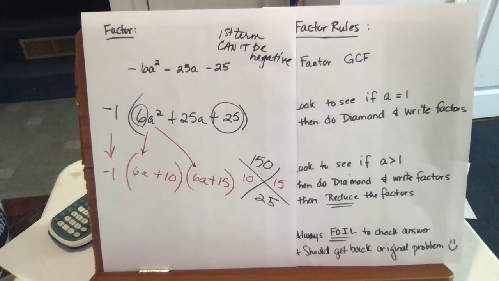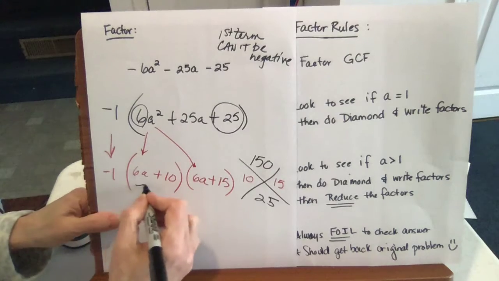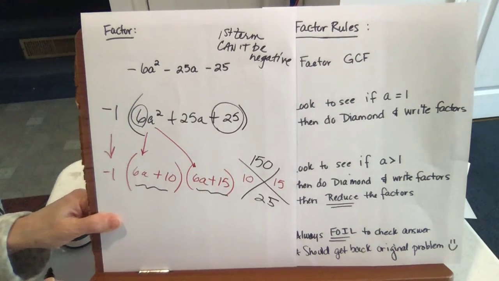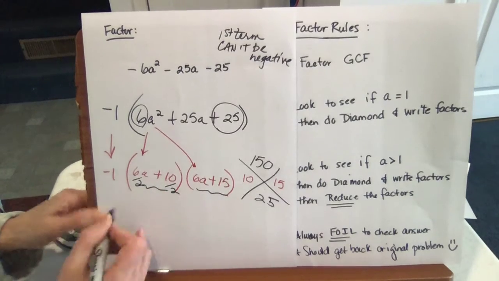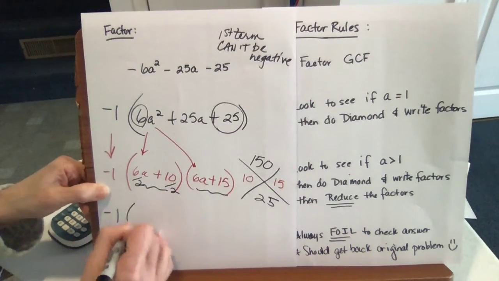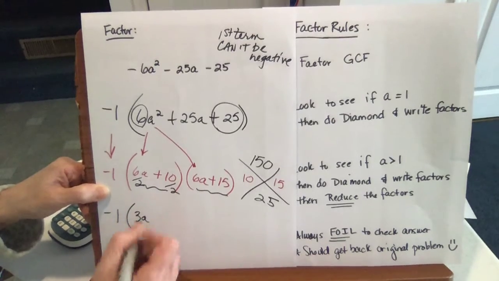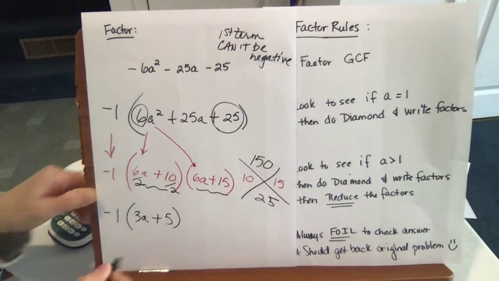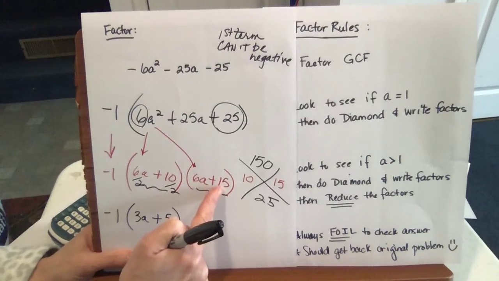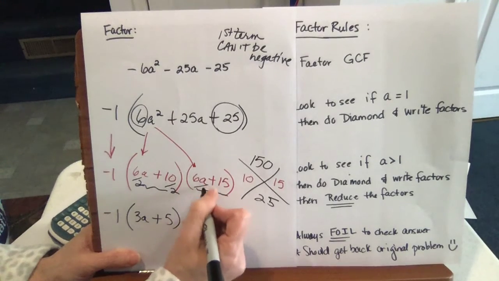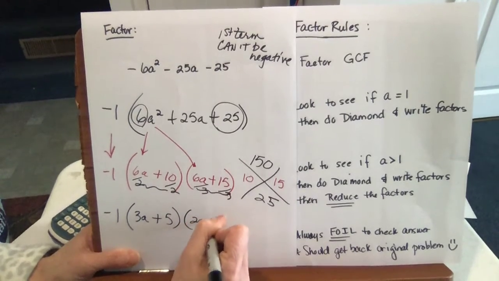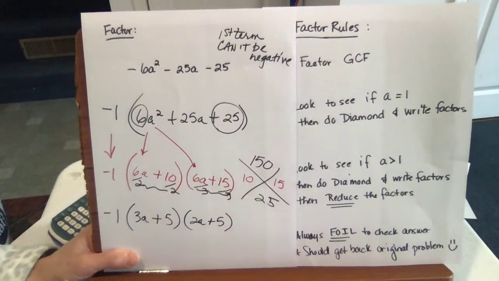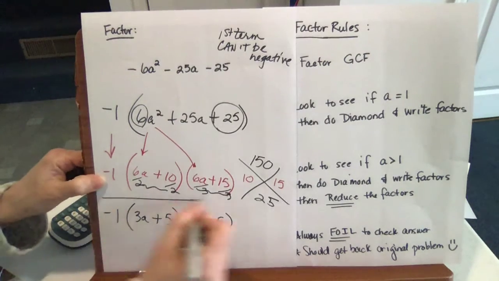And now what you can see here, even though we did not have a GCF, so we're not losing anything, we have 2 things that can be reduced by different values. 6 and 10 are reducible by 2. So we're going to get negative 1. We've got to keep our GCF. This is going to be 3a plus 5. And this 6 and 15, again, this one's reducible by 3. So this is going to give us 2a plus 5. All right, so it's kind of funky, but that's our final answer.